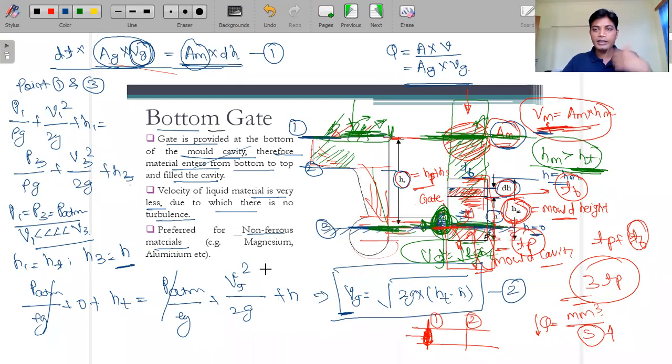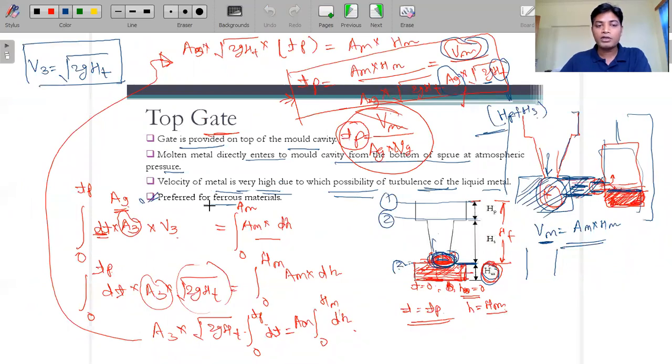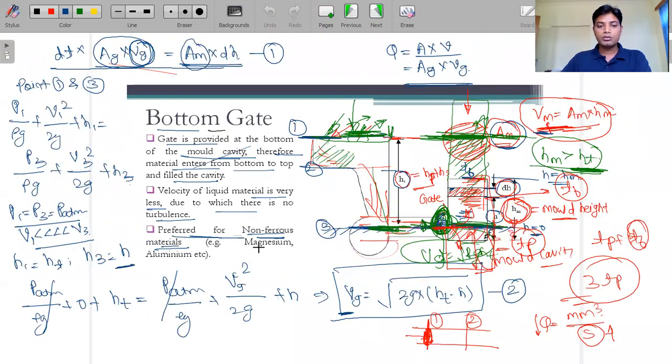So guys, there is a last slide for today's session, that is the gating ratio. In this we will discuss this one, preferred for the non-ferrous material, and in the top gate I also write one term, that is for the ferrous material. So this top gate is generally used for the ferrous material, and for the non-ferrous material we use the bottom gate. Okay guys, I will discuss that in the last one. Non-ferrous material means magnesium and aluminium, we can say.